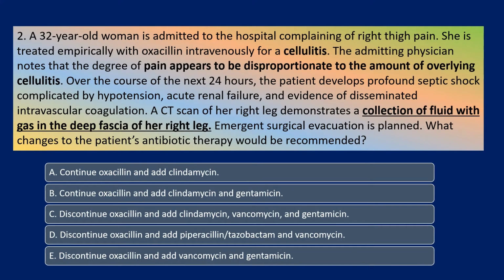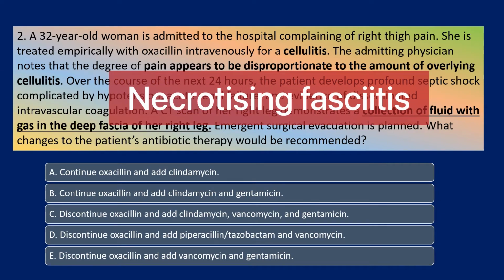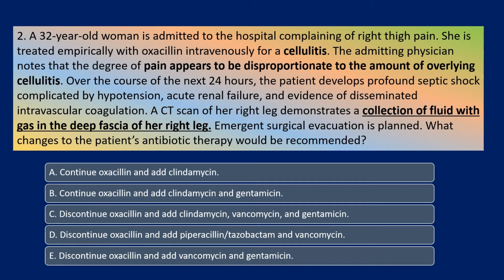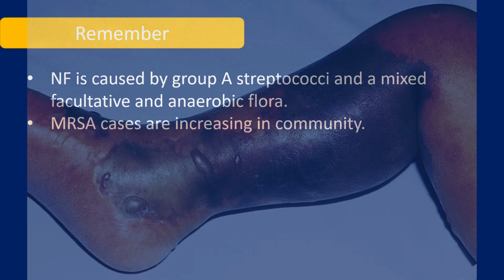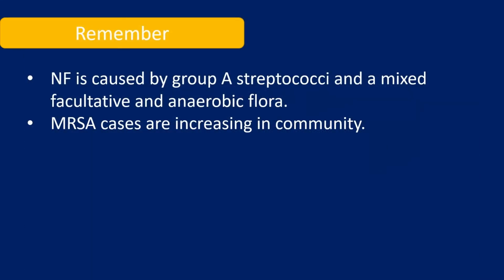This patient appears to be having the signs of necrotizing fasciitis because the degree of pain appears to be disproportionate to the amount of underlying cellulitis, and on CT scan of right leg, collection of fluid with gas in the deep fascia is present, which is quite suggestive of necrotizing fasciitis. It is most commonly caused by group A streptococci and a mixed facultative anaerobic flora. And nowadays MRSA cases are flourishing in the community, and that is the reason you should cover MRSA in this patient. The risk factors of MRSA include diabetes mellitus, IV drug use, and peripheral vascular diseases. So you must look for these risk factors in a patient.